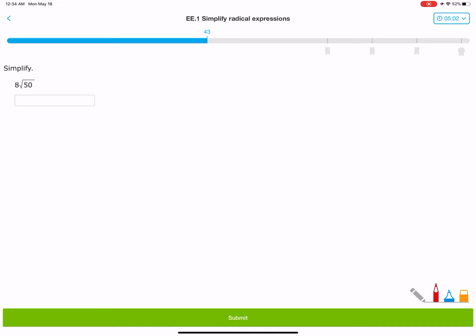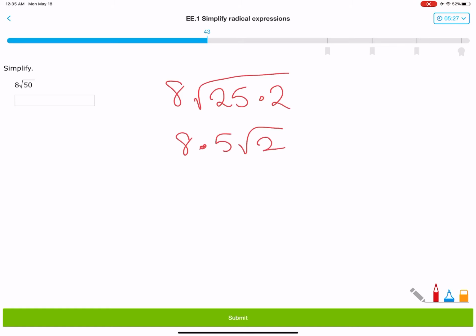Eight square root of 50. So now we have a number in the front. Square root of 50. 25 times 2 is the same thing as 50. Square root of 25 is 5, so this is going to be rewritten as 8 times 5 square root of 2. And what's 8 times 5? That's 40 square root of 2.